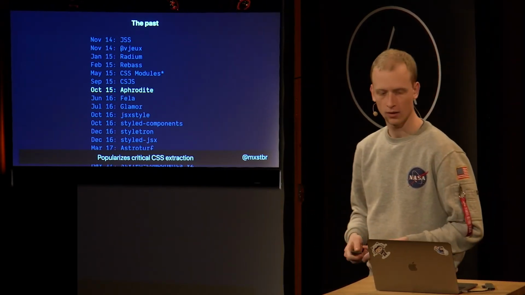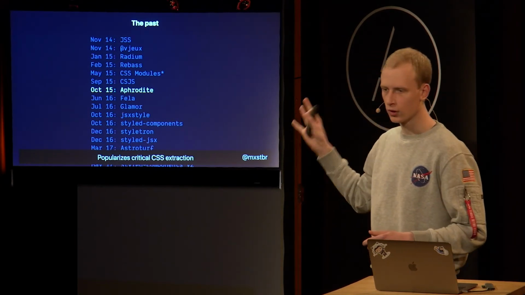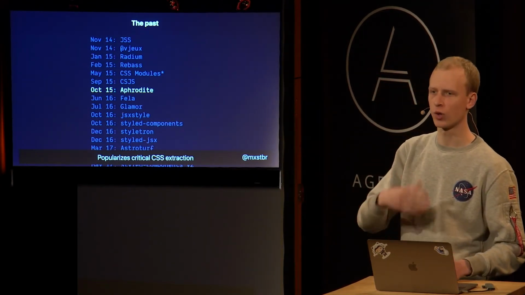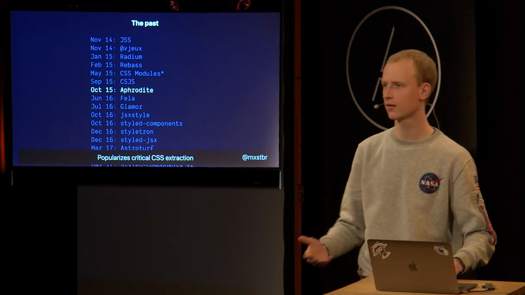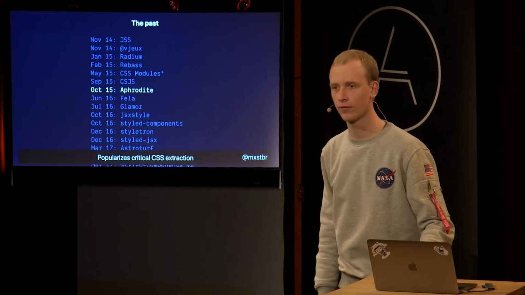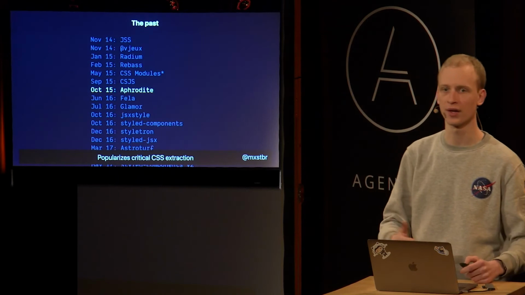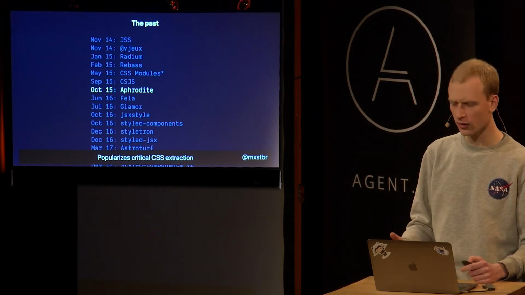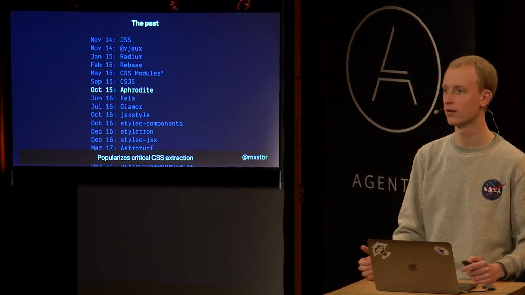They're also huge on the critical CSS extraction. What I talked about earlier, only injecting the CSS that is actually used. Aphrodite was the first library to ever do that, and it really showed that with CSS-in-JS, you could actually achieve better performance than if you were to write vanilla CSS files.